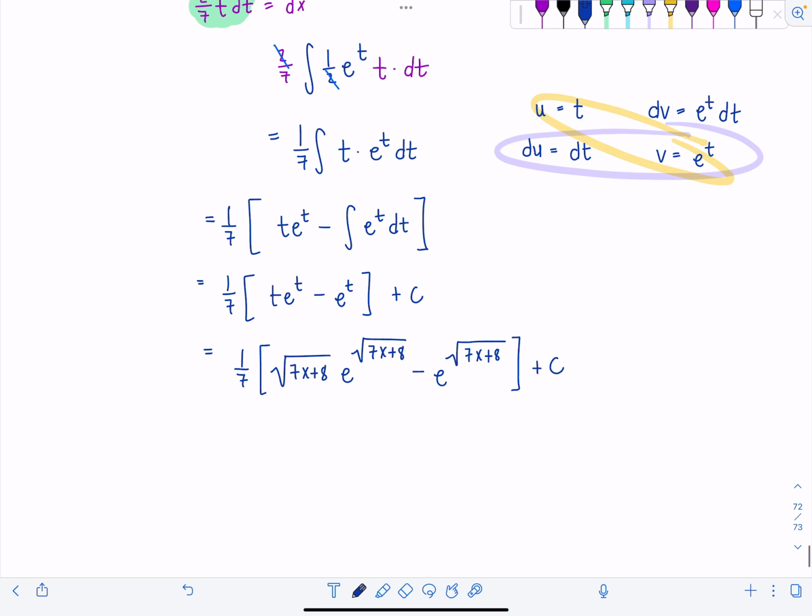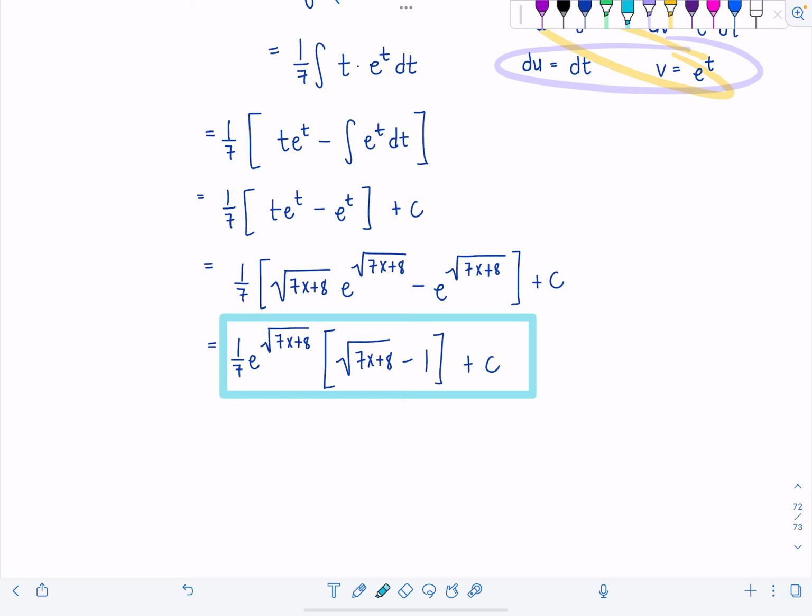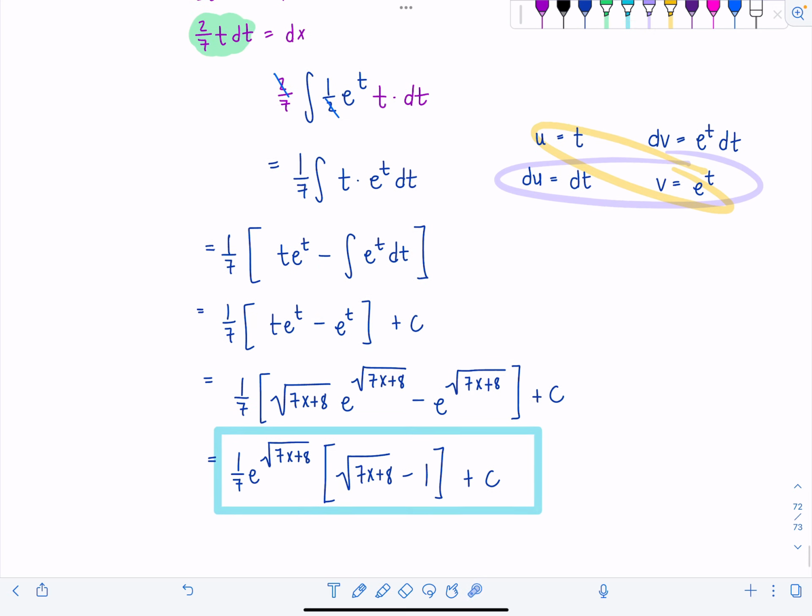Ooh, you could stop here, or we could factor out e to the square root of 7x plus 8. And then we have left over just square root of 7x plus 8 minus 1 plus c. I would take either on an exam, okay? I'm boxing the last one, but on a test, both are good. Both are lovely. Make sure you don't forget to put dt. Don't just put 1. Ew, so sloppy. Always have your differentials there.